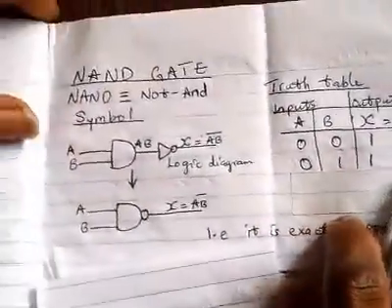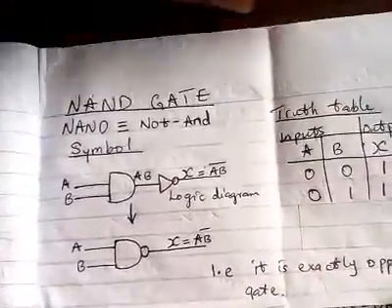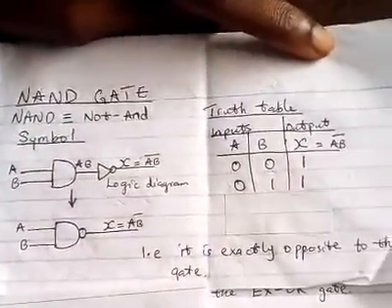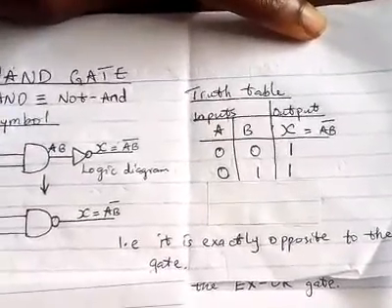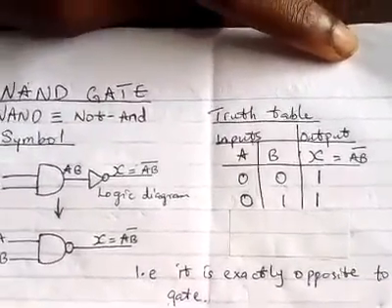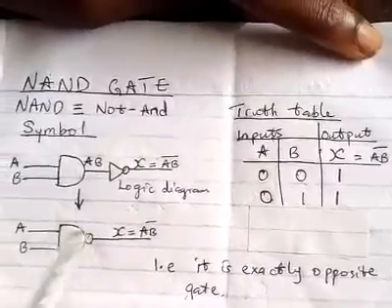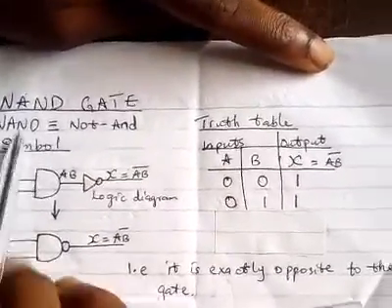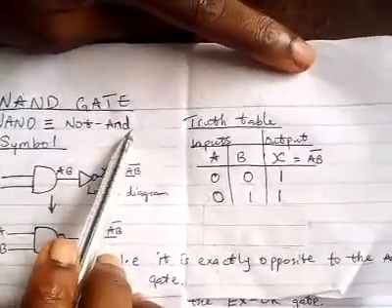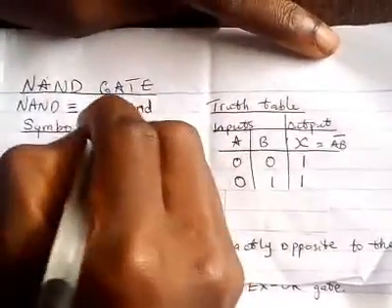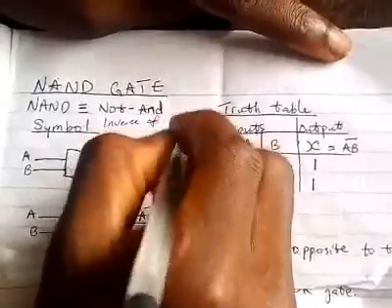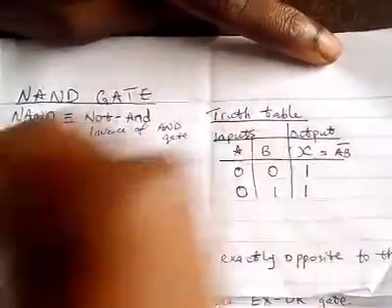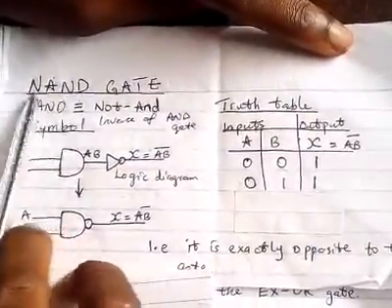Now we're going to move to the next one, the NAND gate. Now, if you have understanding about the AND gate, you will have a better understanding of this NAND gate. If you don't understand the AND gate, please go back and rewatch it, because if you don't understand that, you cannot understand this NAND gate. Now, the NAND gate simply means NOT AND. That is, the inverse of the AND gate. So it is an acronym: NOT AND, NAND.